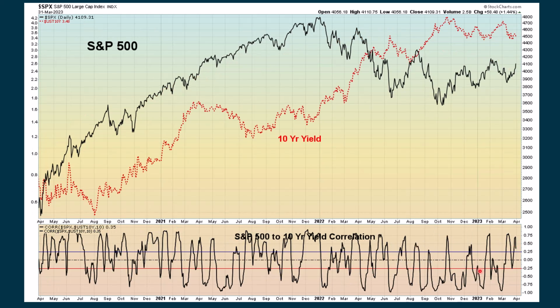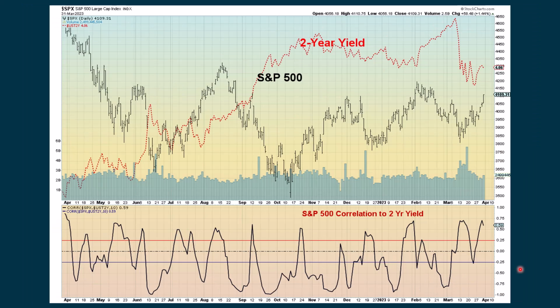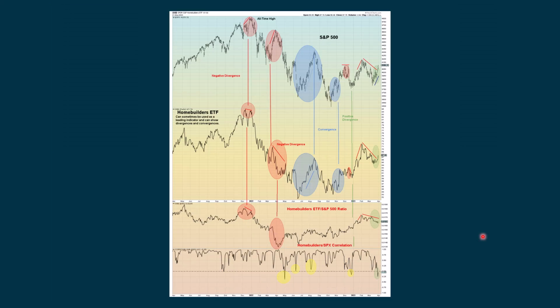And S&P to the 10-year yield, coming back down, but having a slight tendency to go in the same direction. Tech sector to the 10-year yield is now neutral. And then the S&P to the 2-year yield shows that they're having a tendency to go in the same direction, but that's weakening slightly.